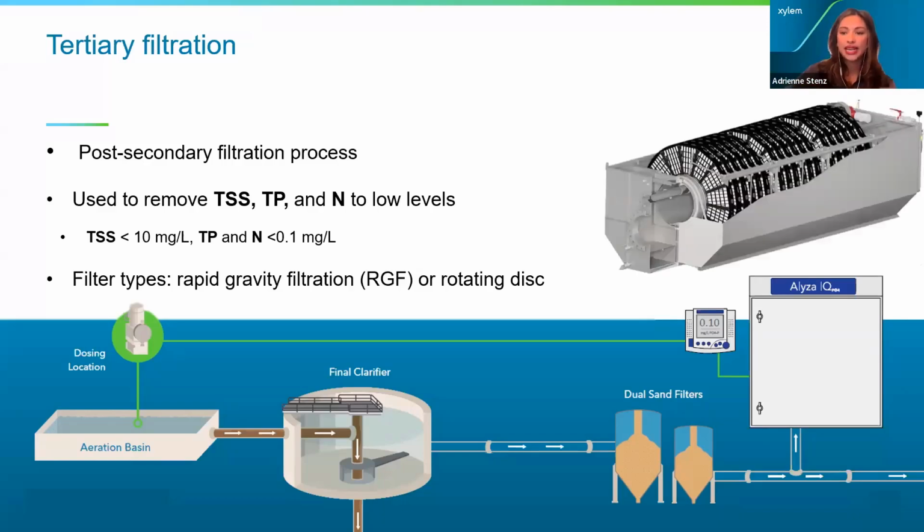Another option is a rotating disc filter. This is a mechanical filtration system made up of multiple vertical filter panels arranged like slices of a pie. As water passes through, solids are retained on the surface of these discs and clean water moves through to the effluent. Over time, these discs rotate and are periodically backwashed to remove accumulated solids.